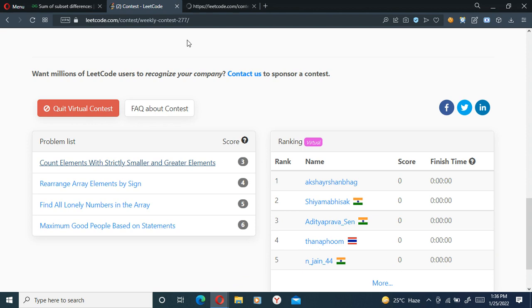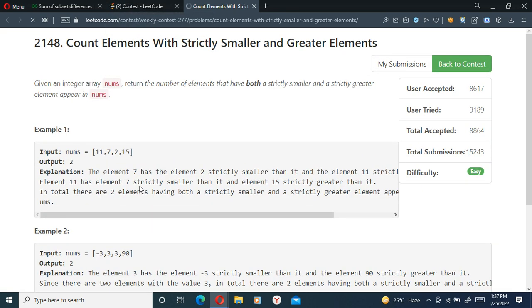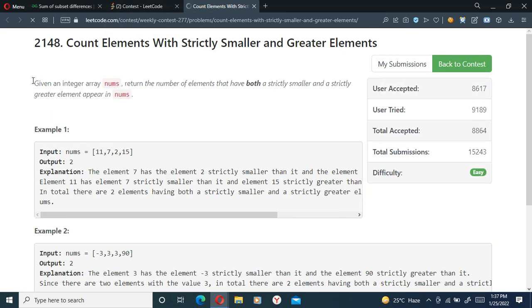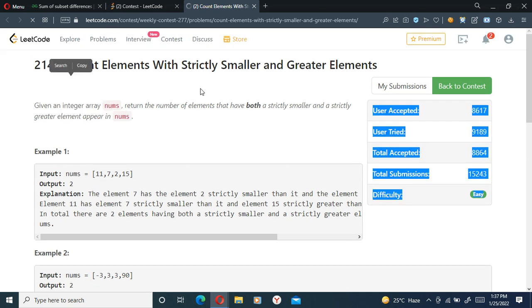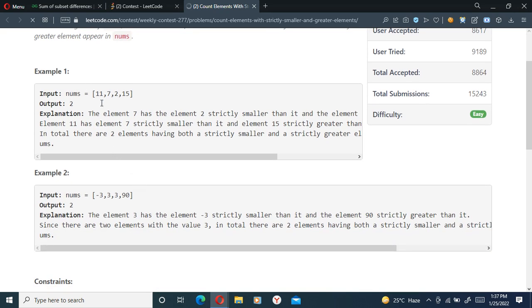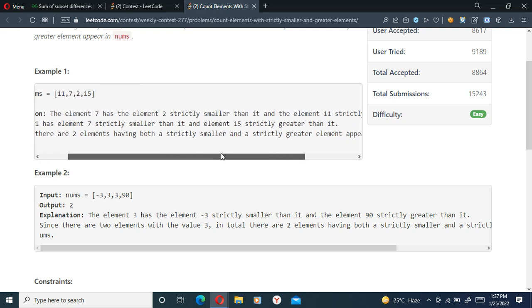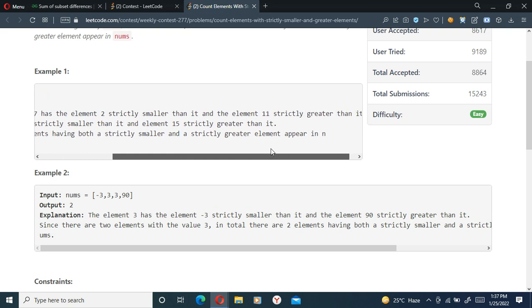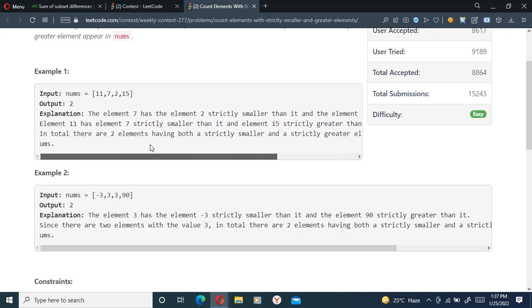Problem number one. Count elements with strictly smaller and greater elements. Given an integer array nums, return the number of elements that have both a strictly smaller and a strictly greater element appearing in nums. Strictly smaller and strictly greater. The element 7 has the element 2 strictly smaller than it, and the element 11 greater than it.